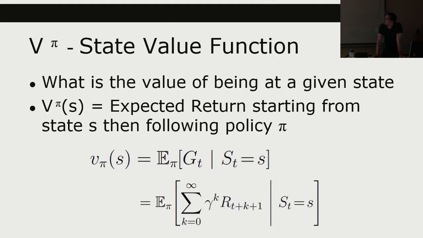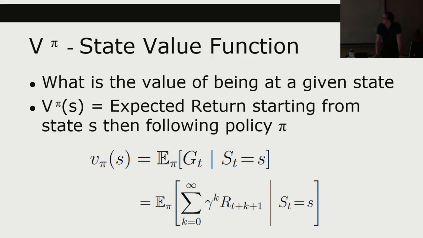Now we can think of a state value function, which is what is the value of being at a given state. So V pi of S is the expected return starting from state S, and then instead of following an action first and then following a policy, we're just going to follow a policy from state S. So I think this one kind of makes intuitive sense, where you're at a given state, you follow a policy, and then whatever is the sum of future discounted rewards that you get from following that policy from that state, that is the value of a state.